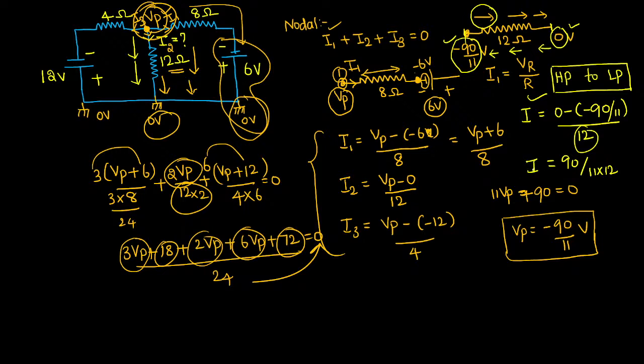But what we found is the current direction from 0 voltage to minus 90 by 11. But they have asked in the opposite direction. So you have to reverse the sign. Minus 90 by 132 is the correct answer for the given question. So the correct answer is I equal to minus 90 upon 132 ampere.